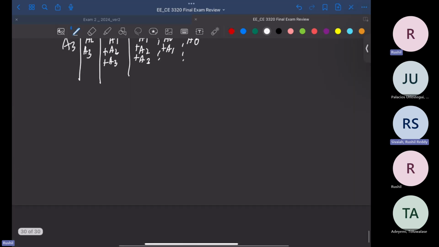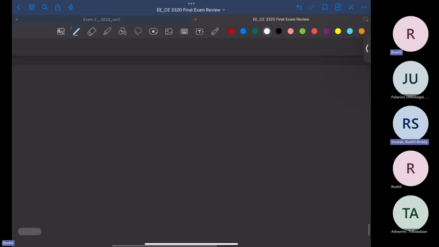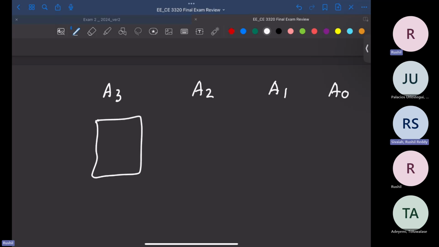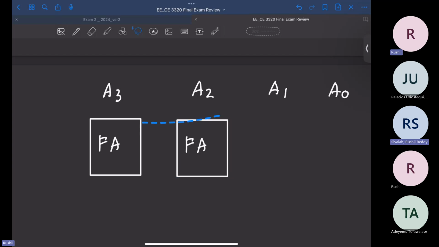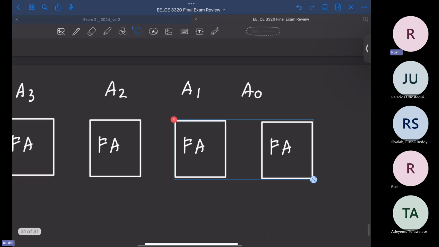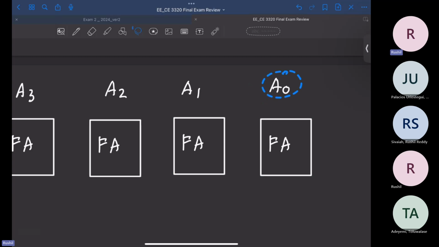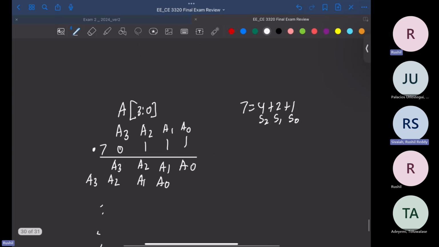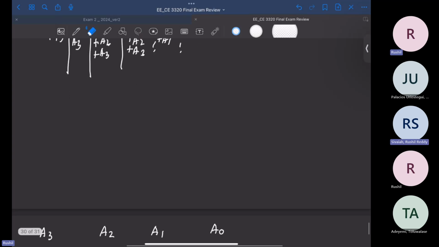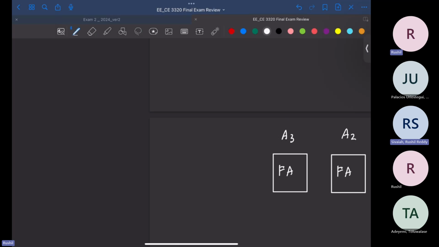Yeah, so we'll bring it down here. So we're going to draw a full adder for each of them. You'll see why in a second. Okay. So we're going to start with A0. So we see here that we need to shift, or I'll write it down here. So we have 7 equals 4 plus 2 plus 1.